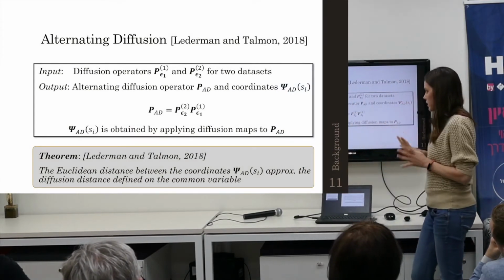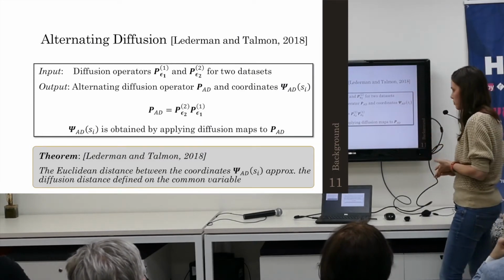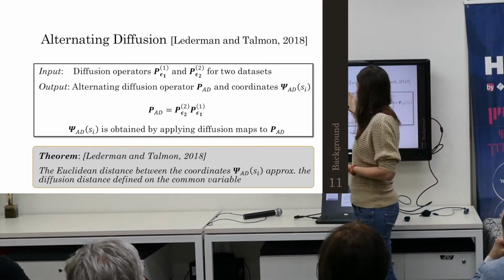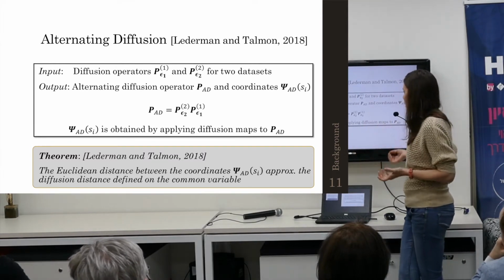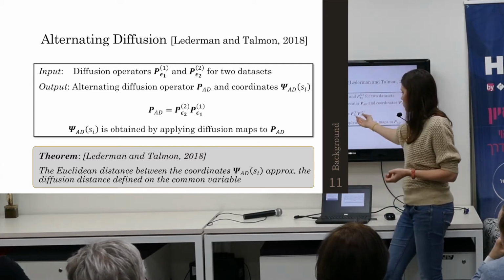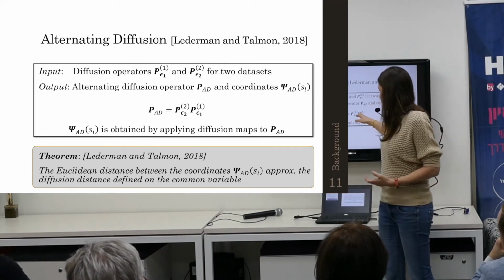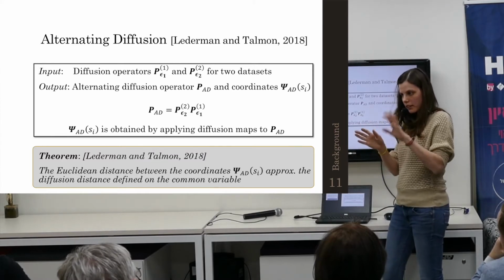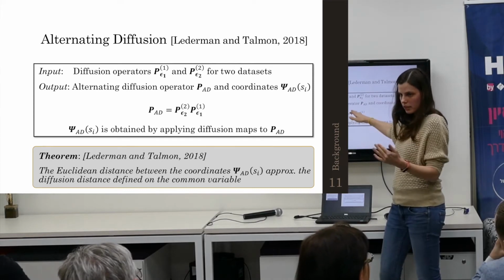Okay, so that was the basics of diffusion operators, and now I'll discuss the related alternating diffusion method, which extracts common variables in data. Given two such diffusion operators for two different data sets or two sensors, we construct the alternating diffusion operator and coordinates by simply multiplying the two Markovian matrices. Intuitively, first we propagate the diffusion based on one kernel and then on the next one. And then again we propagate diffusion based on the first one and then on the second one.